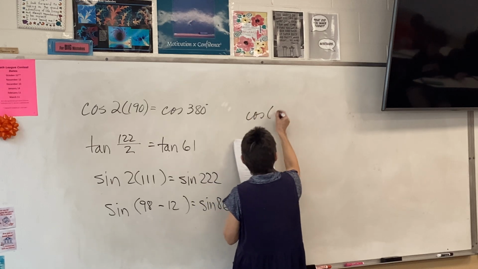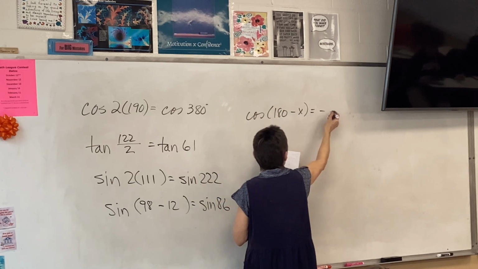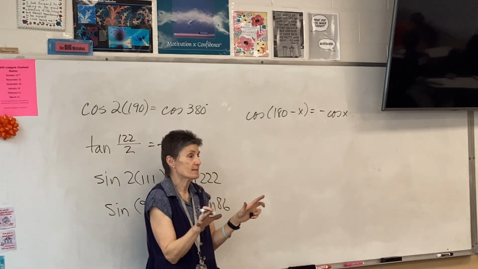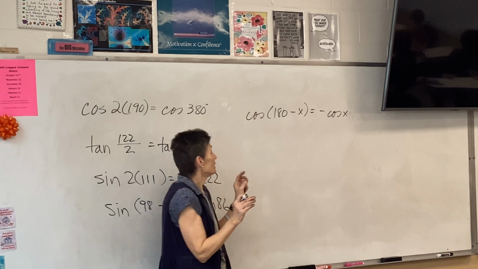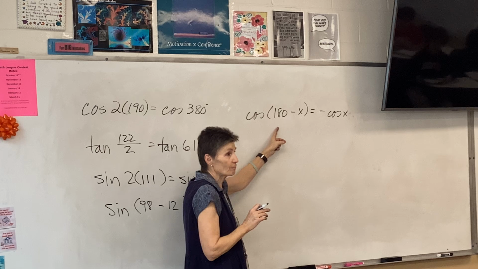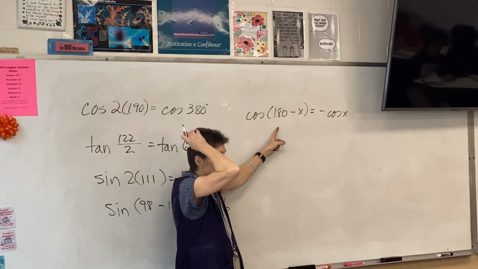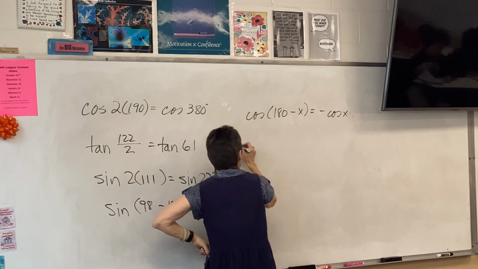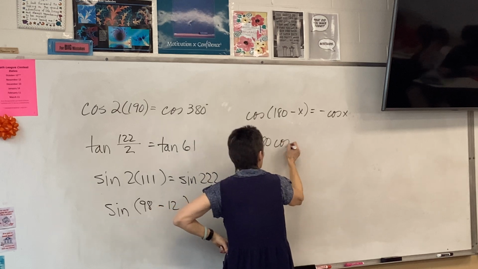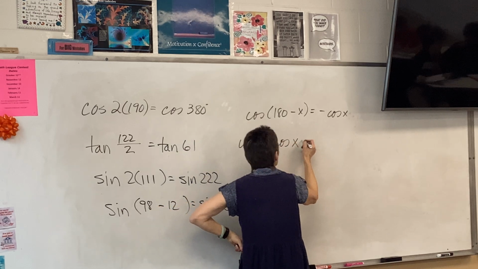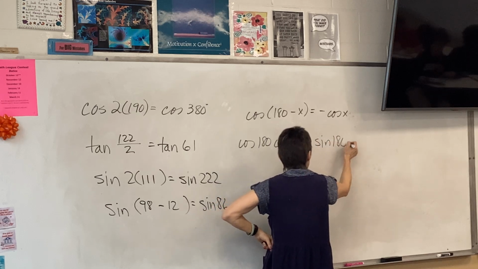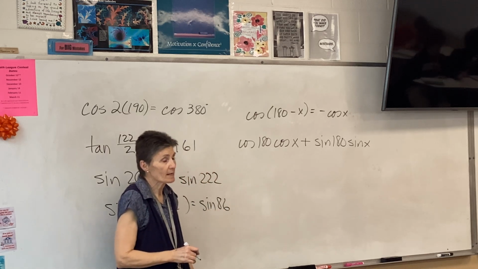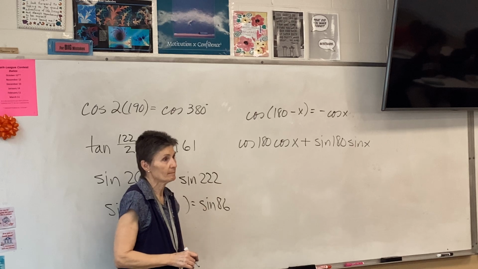Prove cosine 180 minus x equals negative cosine x. This is kind of like one of the verifies that you did yesterday, except it uses a formula from your reference sheet. So here we go. What would the formula for angle minus angle be? Cos 180 cos x, plus sine 180 sine x. That's our formula. Look at your paper. Cosine u minus v is cosine cosine plus sine sine.